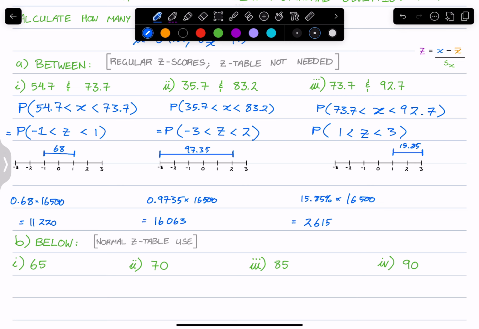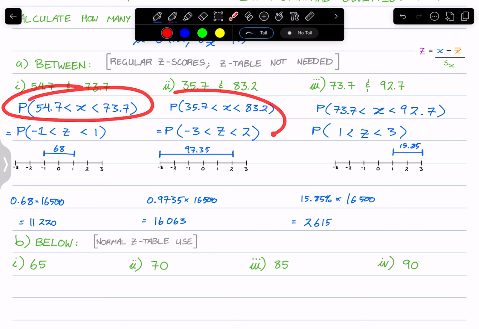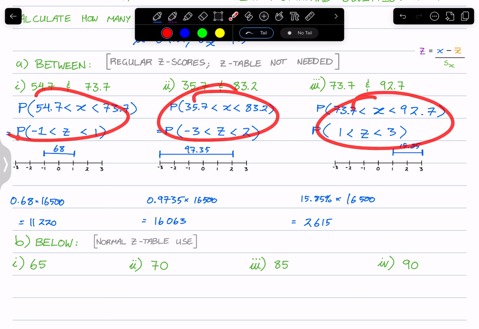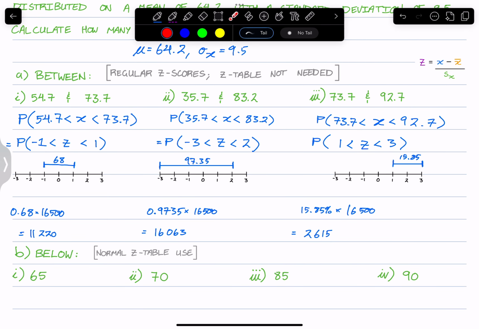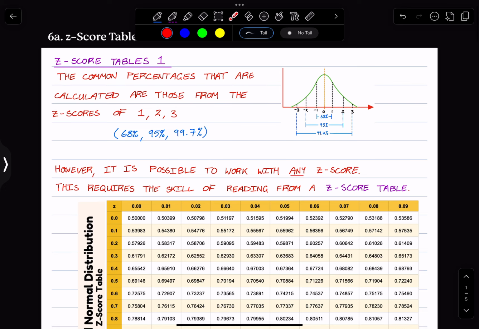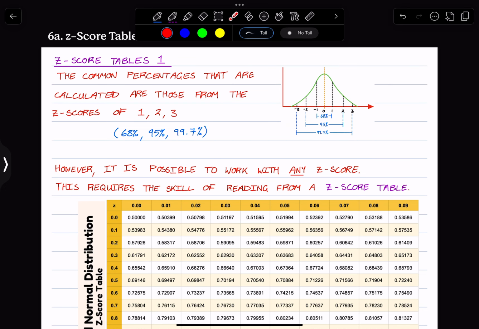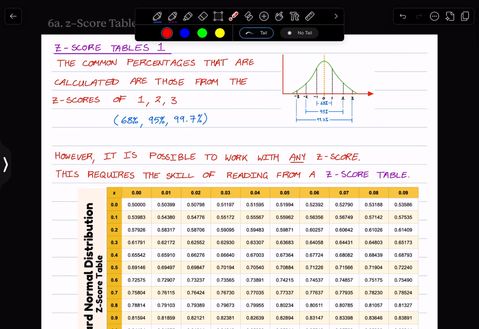Okay, so I hope that's giving you an insight into, well, before we go into the Z-score tables, I hope this is familiarizing you with this notation. But notice how whenever we get these plus and minus 1s, 3s and 2s, we can always just go back to our original empirical rule, or these regular 1, 2, and 3 Z-scores.